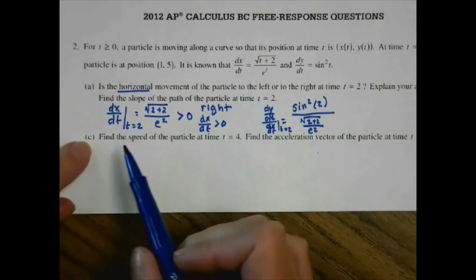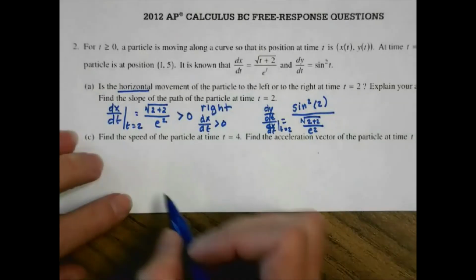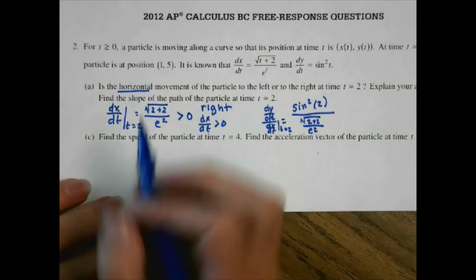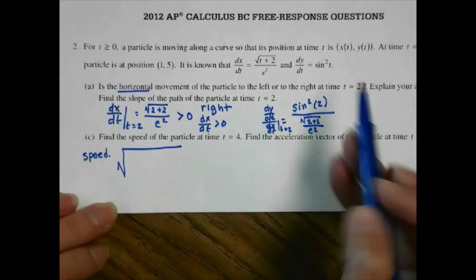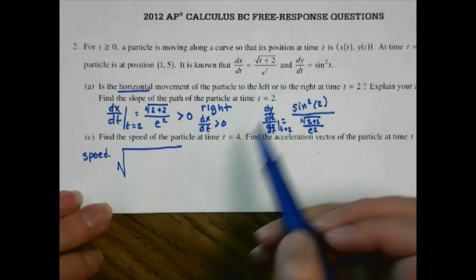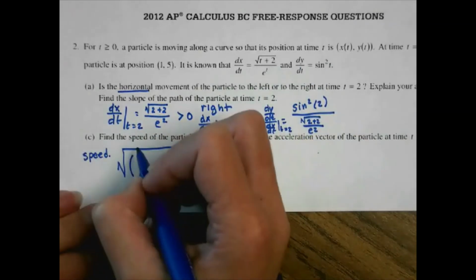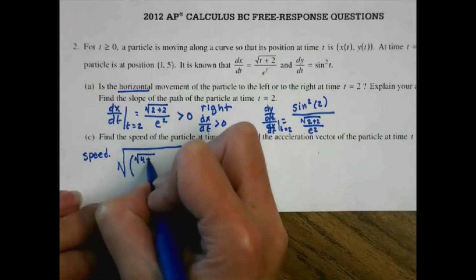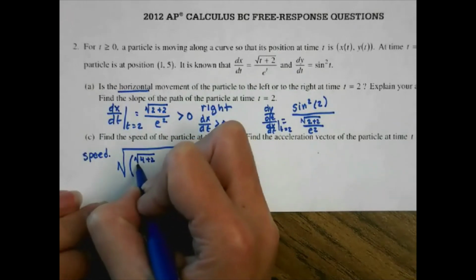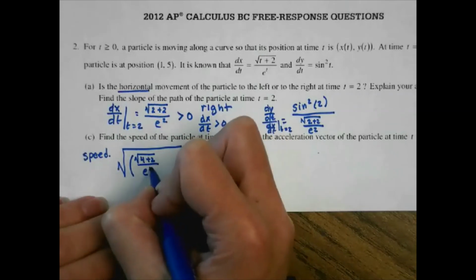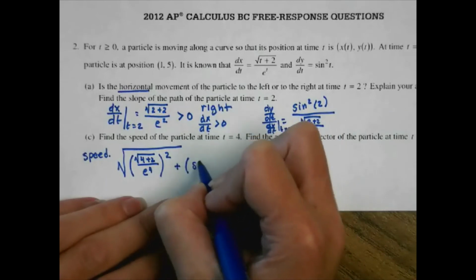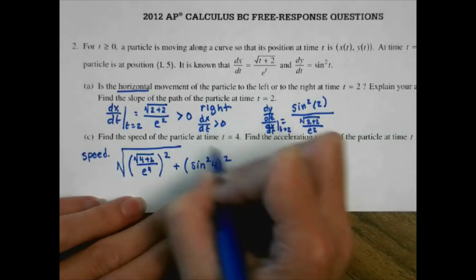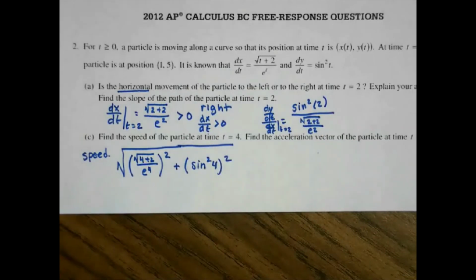College Board. The next one, find the speed at 4 and acceleration at 4. So our speed is going to be the square root. It's going to be this squared plus this squared, and we're going to plug in 4 for t. So it's going to be the square root of the quantity 4 plus 2 over e to the 4, squared, plus sine squared 4, squared. And again, we're going to leave it just like that.